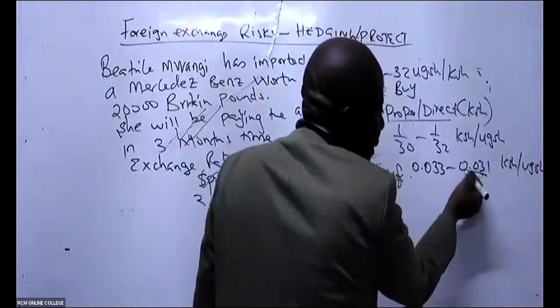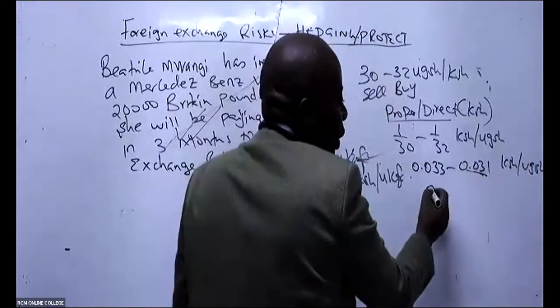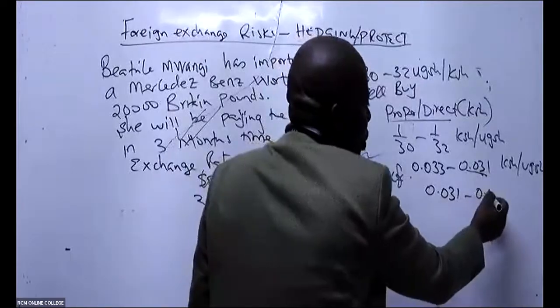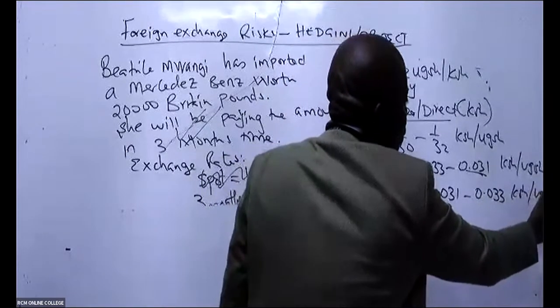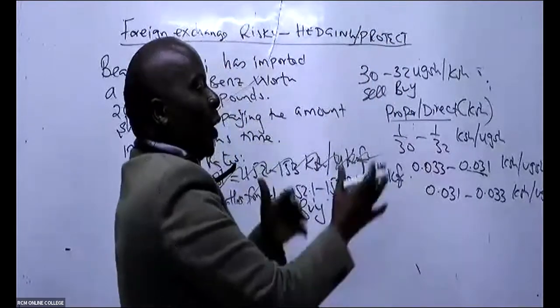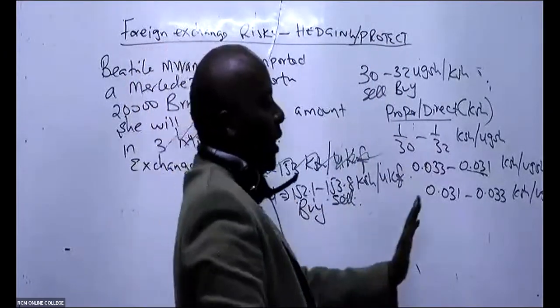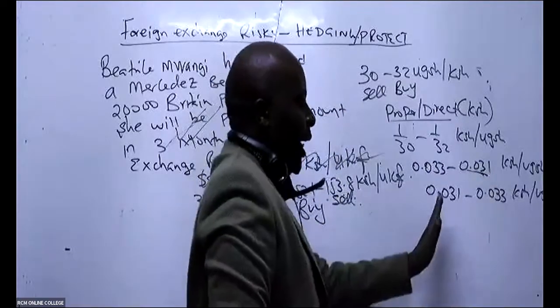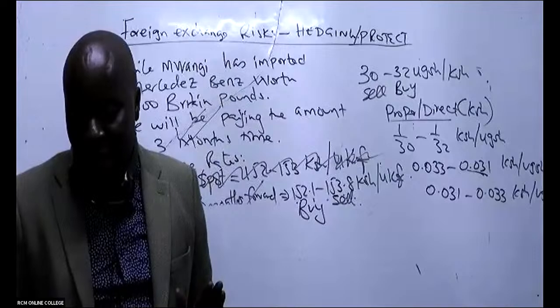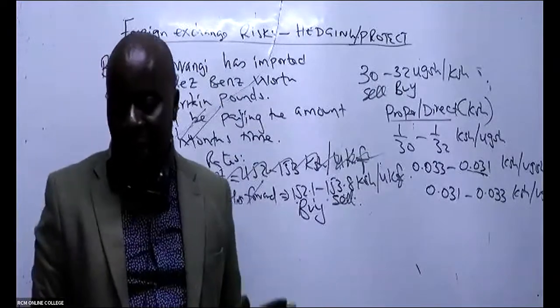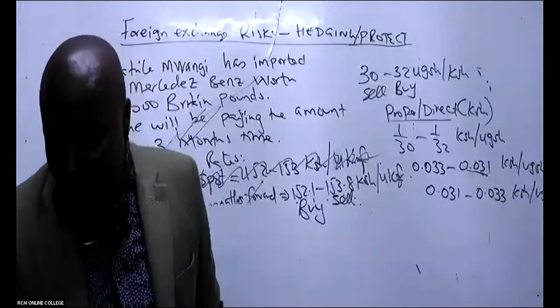But now you see this is smaller, so you must rearrange this. It will be 0.031 to 0.033 Kenya shillings. So you must, ladies and gentlemen, reverse this for the bank to make a profit. If that is the case, then the Kenya shilling is on the left. The left number becomes buy.